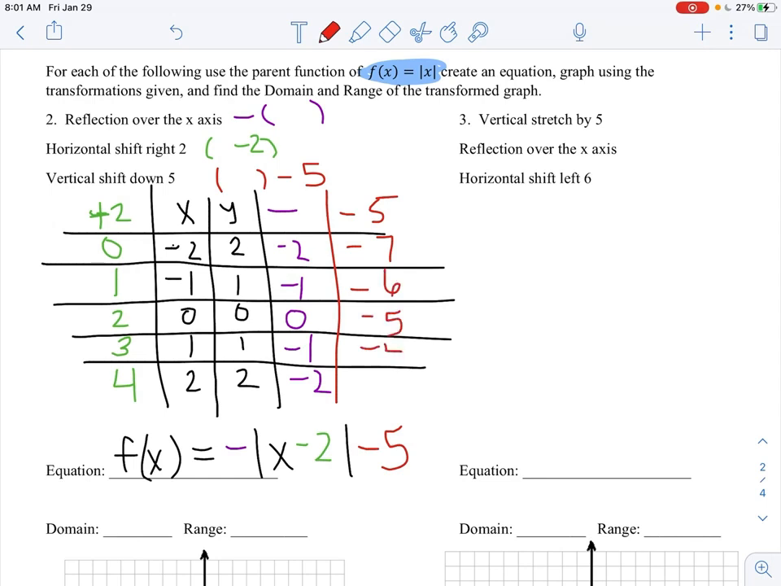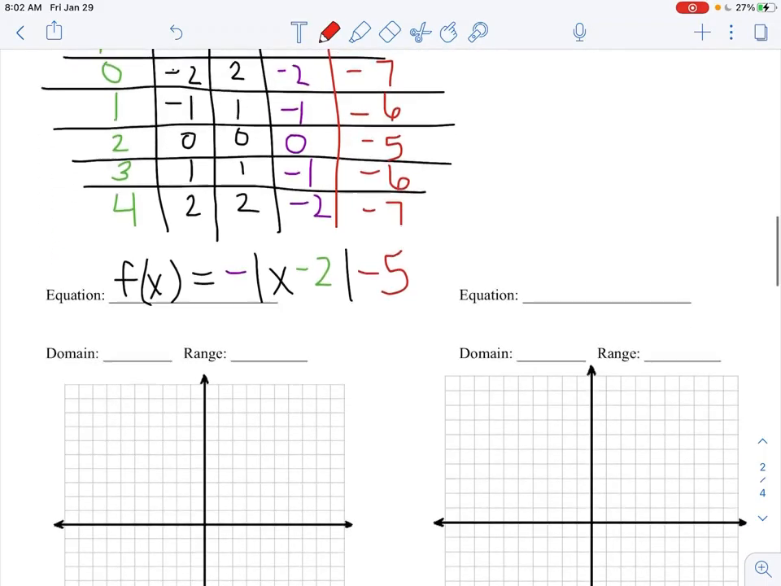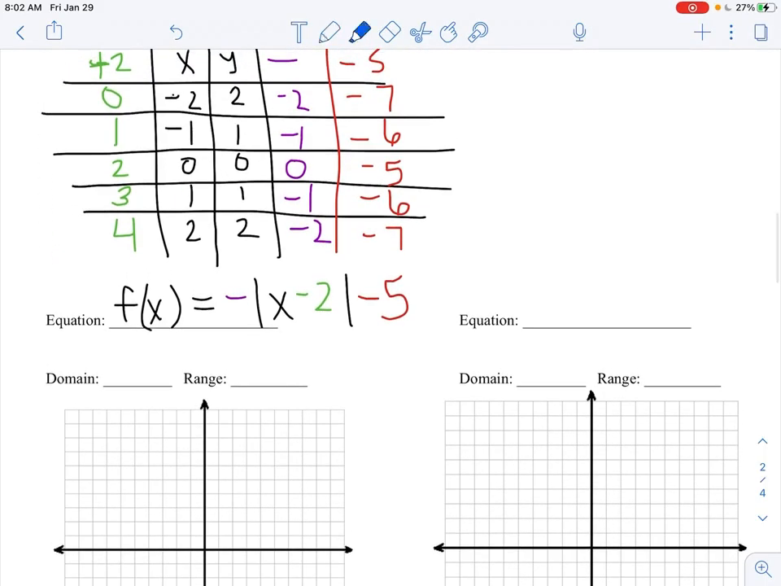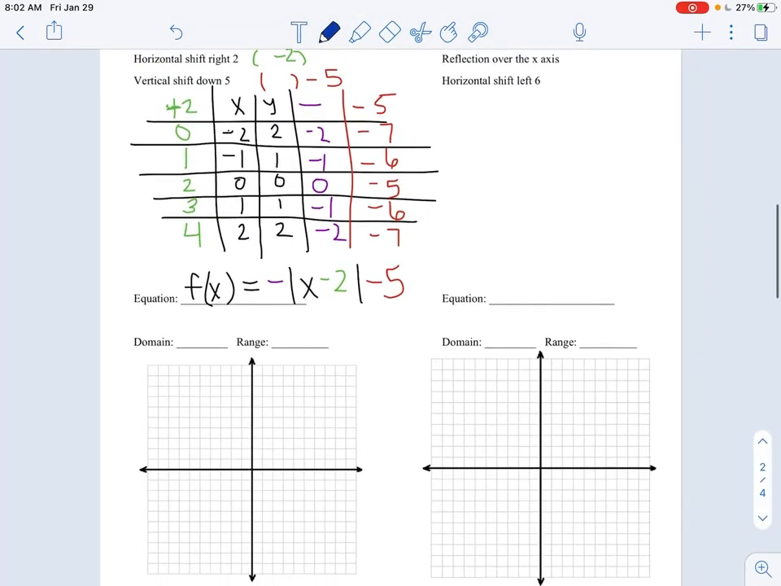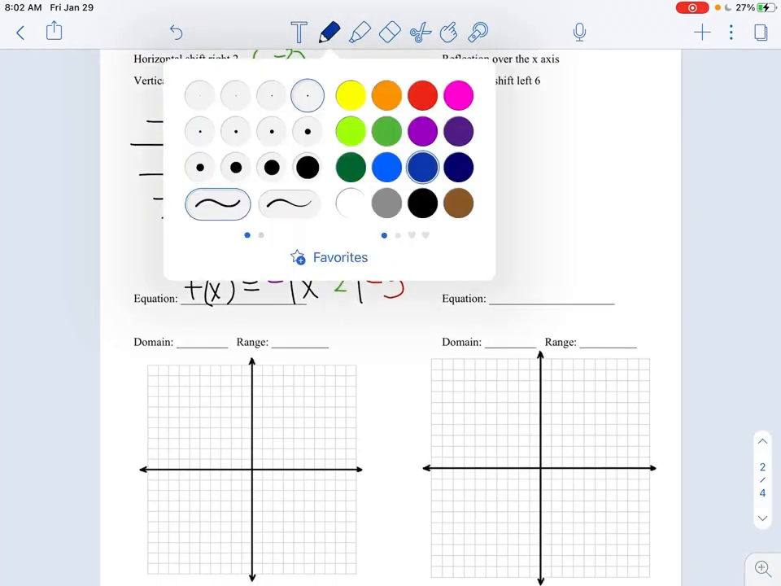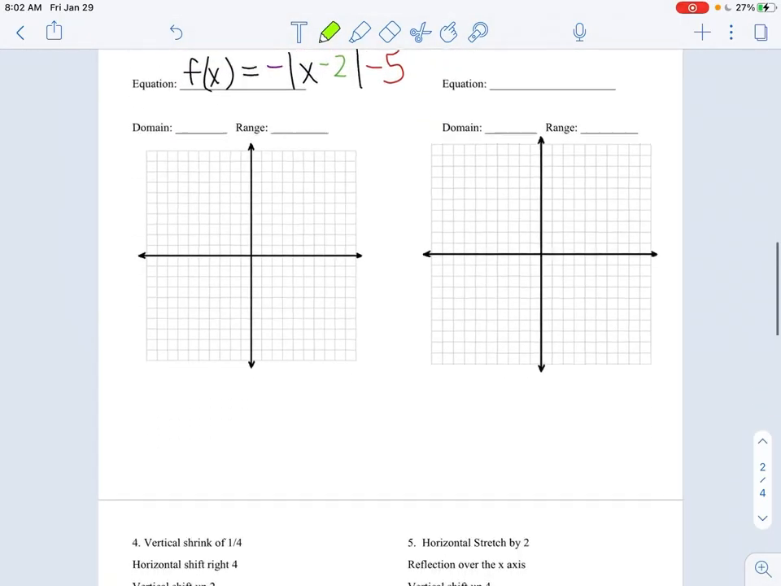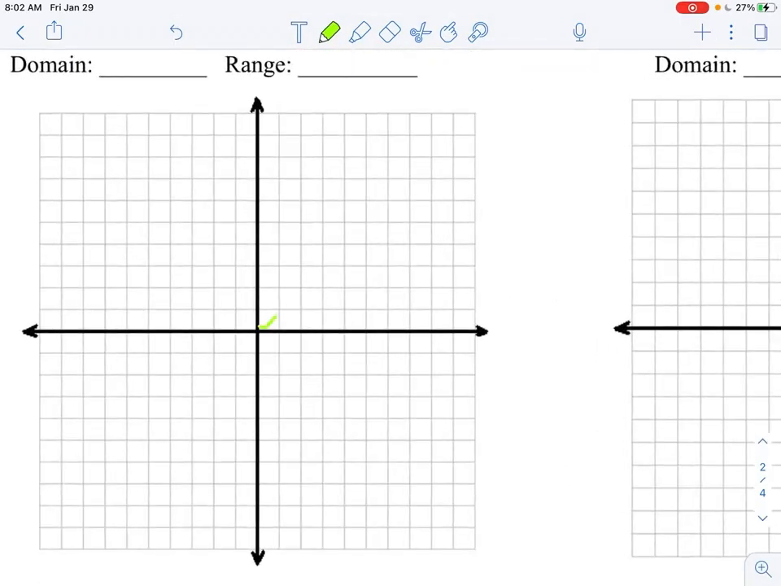Oopsies. I was thinking too far forward. -6. Caught myself. -7. Okay. So I'm going to plot each of these points. So 0, -7. Ooh, I forgot to graph my parent function. I'll do it in lime green. Here is my parent function.